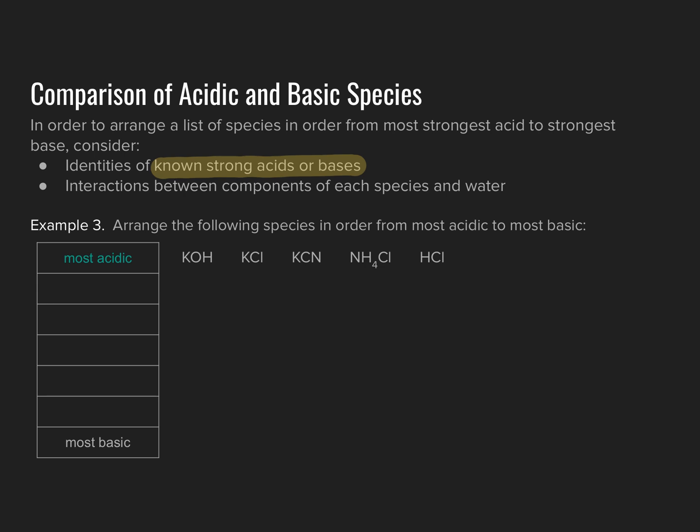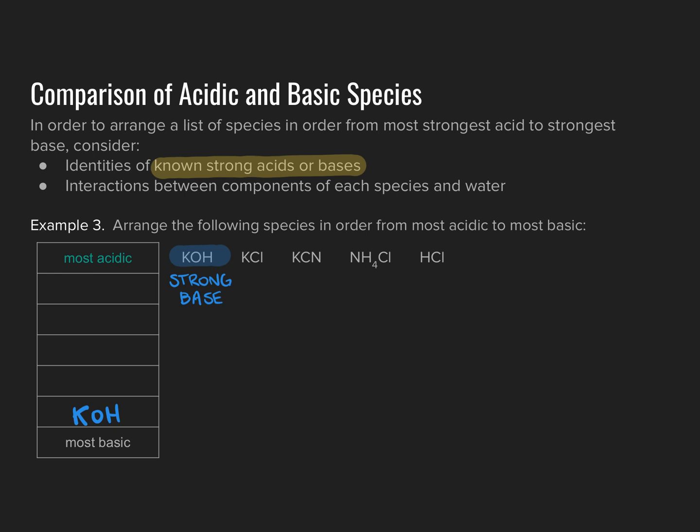The first of our listed species, potassium hydroxide, is an alkali metal hydroxide, and as such, this is a strong base. It is the only strong base listed out of that set of 5, so I'm going to go ahead and immediately place that one down at the most basic end of our list. KOH goes at the very bottom.